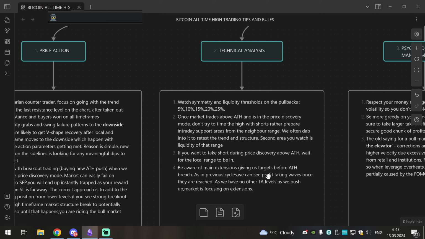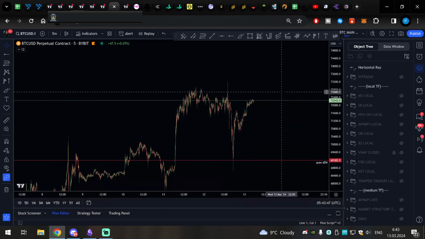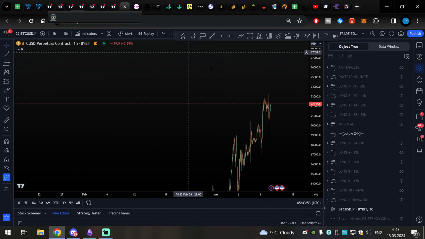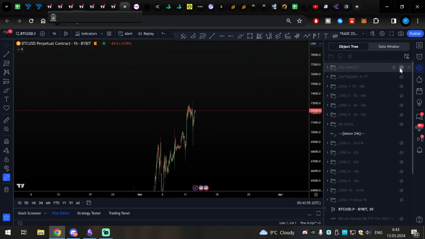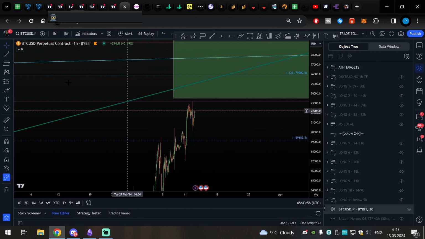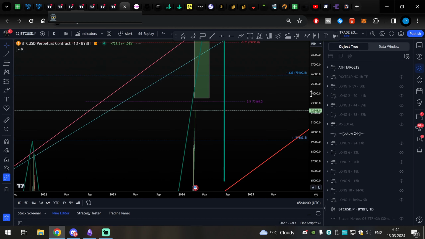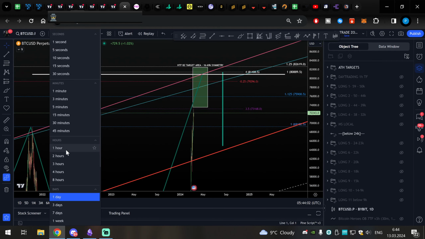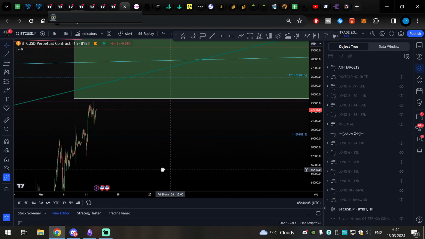Be aware of main extensions giving us targets before all-time high breach. As in the previous cycles, we can see profit-taking waves once they are reached, as we have no other technical analysis levels. As we push up, the market is focusing on extensions. The whole market has a lack of technical analysis levels, so we really need to watch extensions. I have, for example, the box here where I have the most important pulls for me. You can see on a 1 hour time frame we already hit.